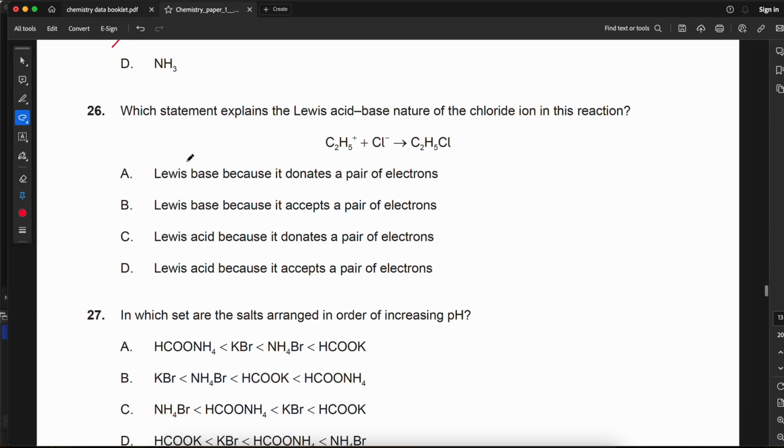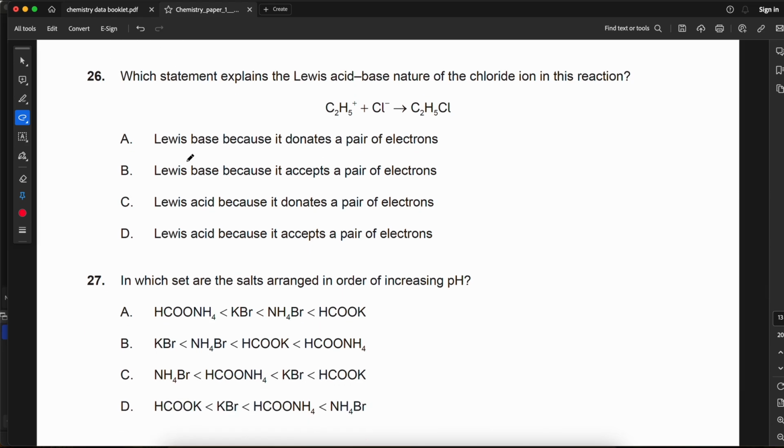Which statement explains the Lewis acid-base nature of the chloride ion in this reaction? It will be A. So a Lewis acid is an electron pair acceptor, and a Lewis base is an electron pair donor. Cl- is an ion that has an electron pair and donates a pair of electrons. That's why it is a Lewis base, because it donates a pair of electrons.